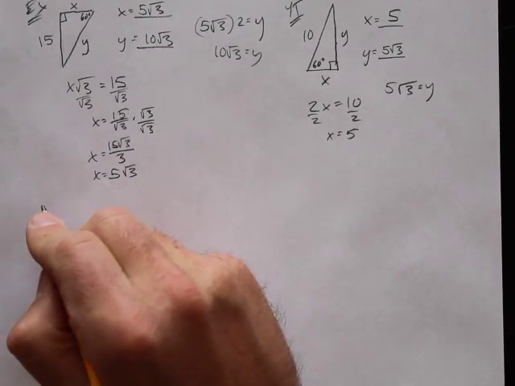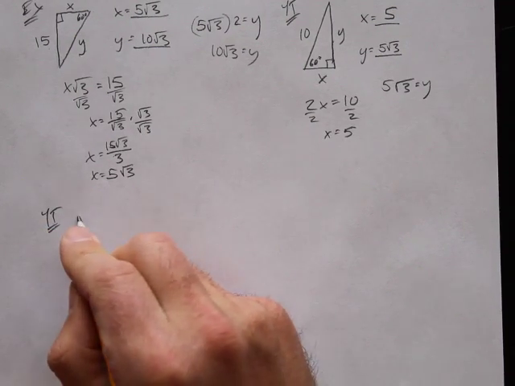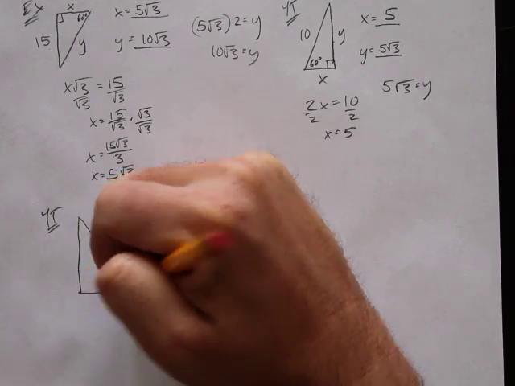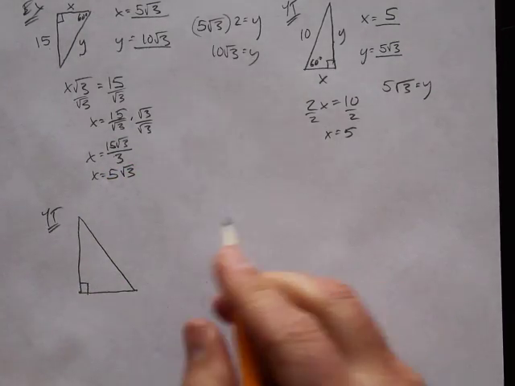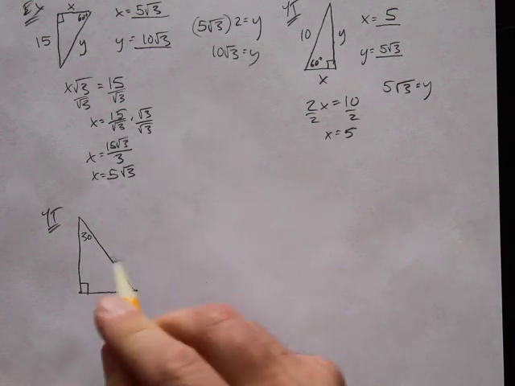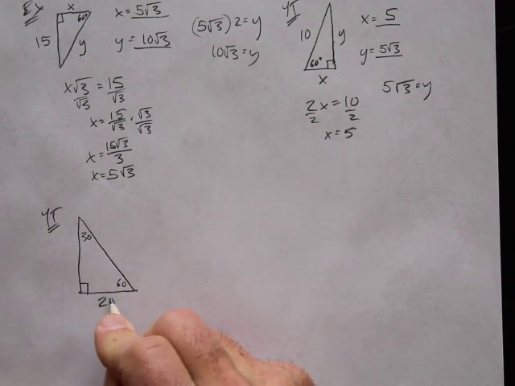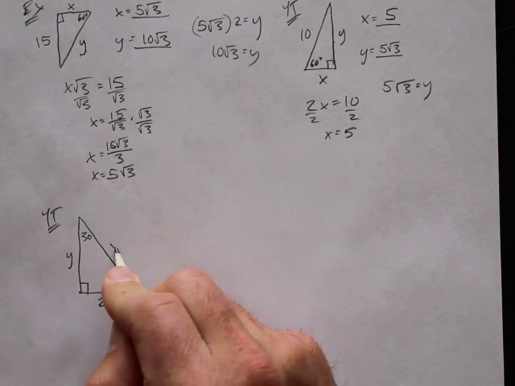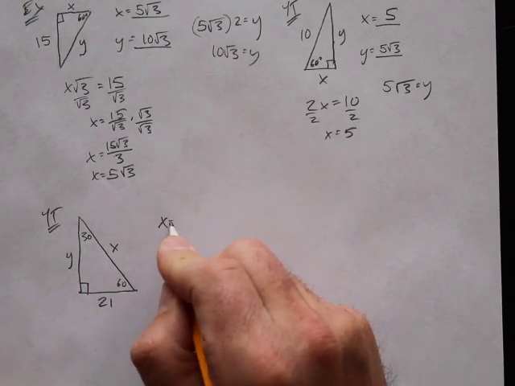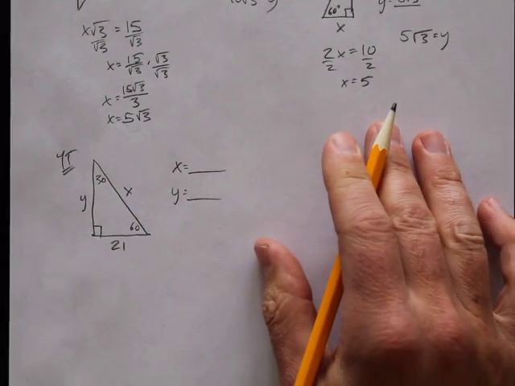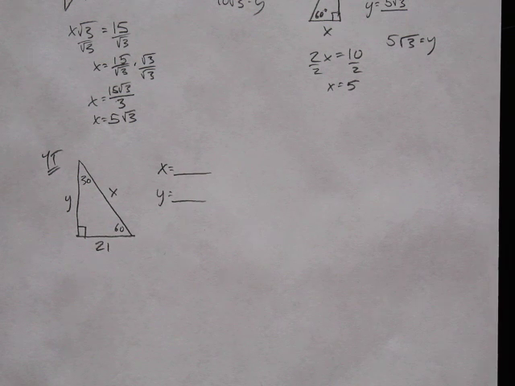Let's have you do another one. Right triangle, 30, 60, 90. The shorter side here is 21. The longer side is Y. And the hypotenuse is X. I want to know what X is, and I want to know what Y is. Or the value of X and the value of Y. All right, go.